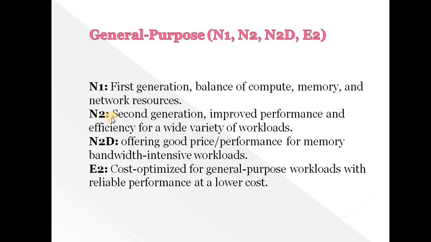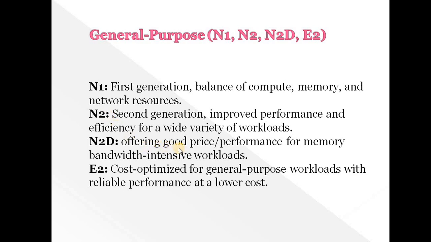At the time they initially created the general purpose machine family, the initial configuration was N1. That is the first generation, and if you want a balance of compute, memory and network resources, then you opt for N1. In the second generation, they are more optimized, improved, with more performance, and they provide more efficiency for a wide variety of workloads. At that time you opt for N2.